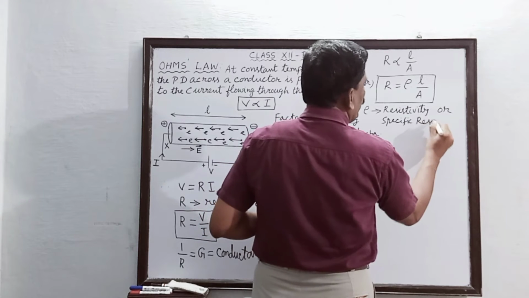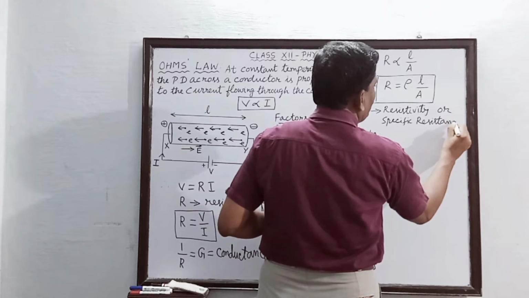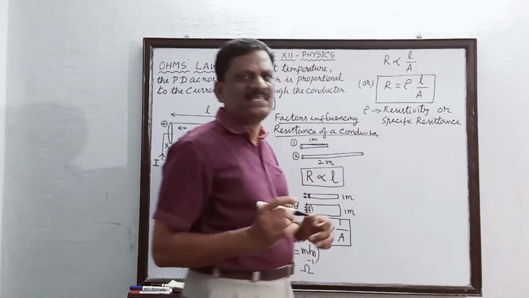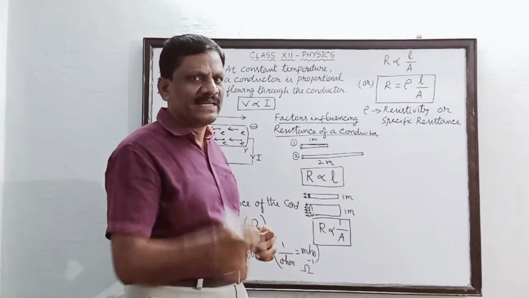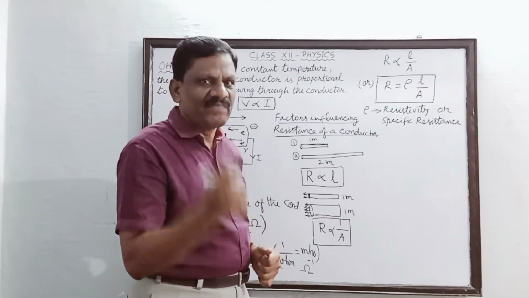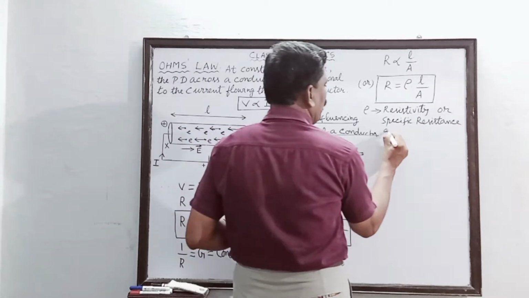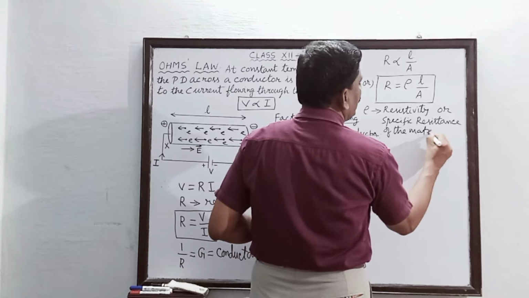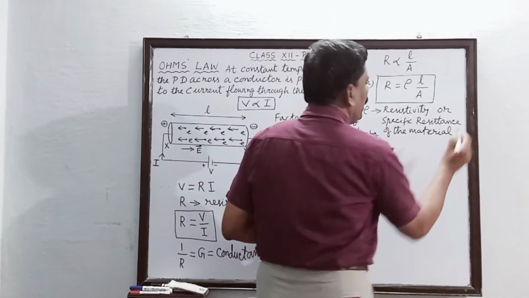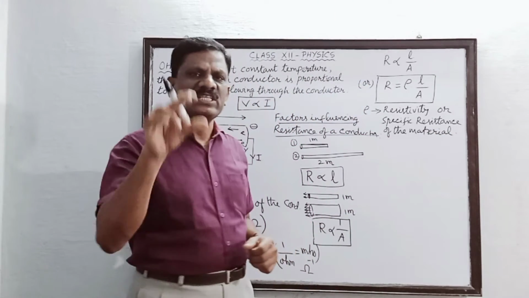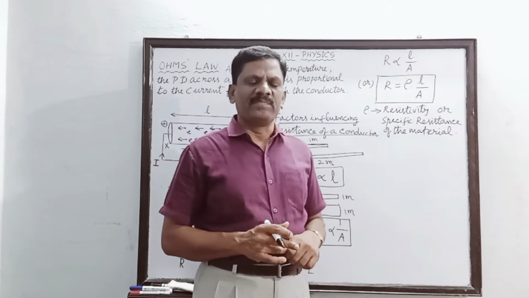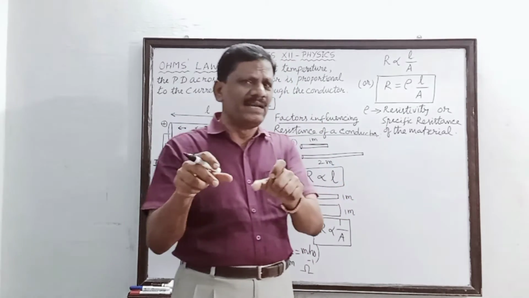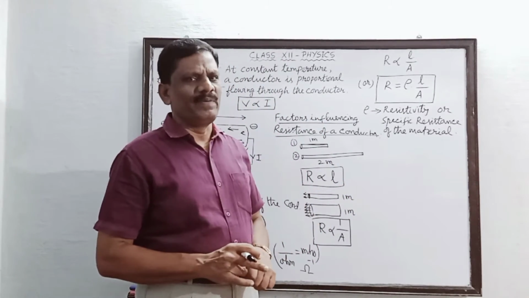The resistivity or specific resistance. It is having two names. What are the two names? Rho is called the resistivity or specific resistance of whom? Of the material of the conductor. Okay, material means what? It may be copper or aluminum with which the wire or conductor is made up of. So it is a property of the material with which the conductor is made up of.